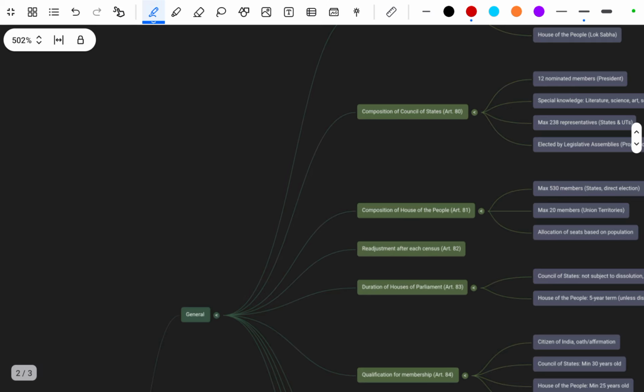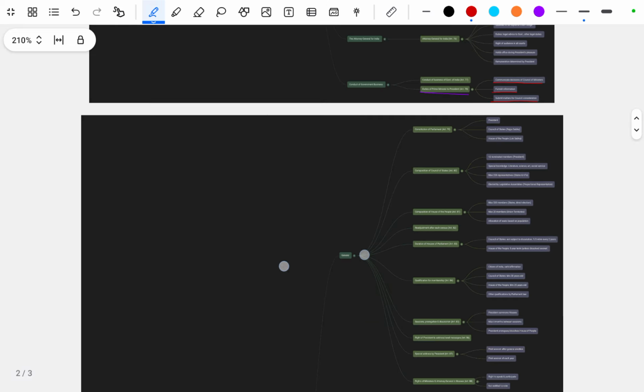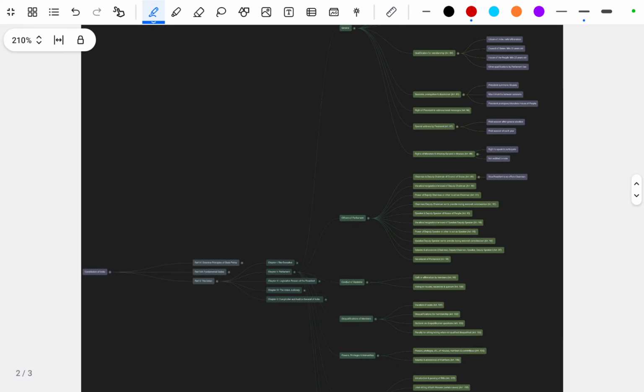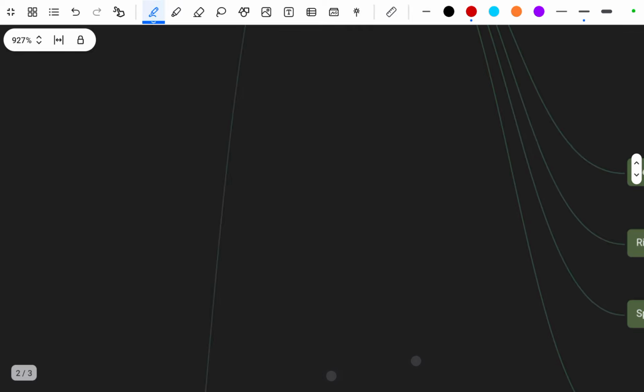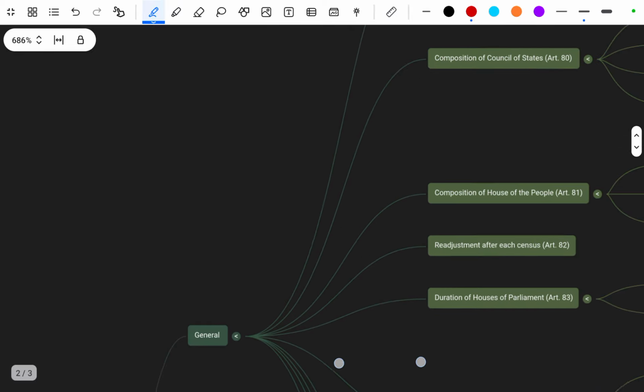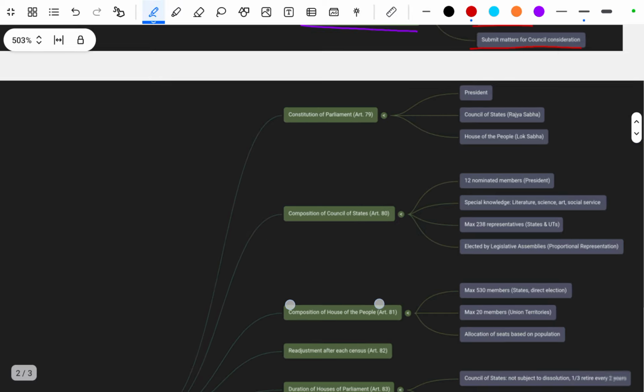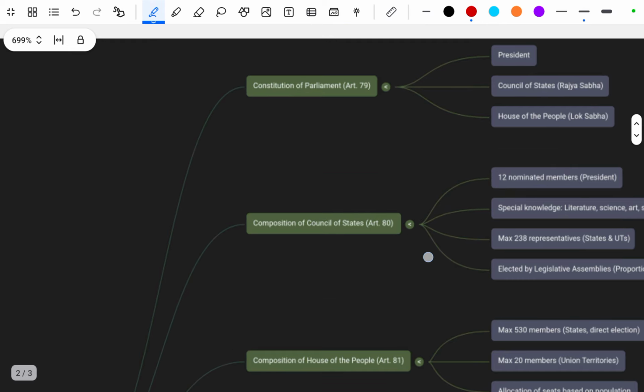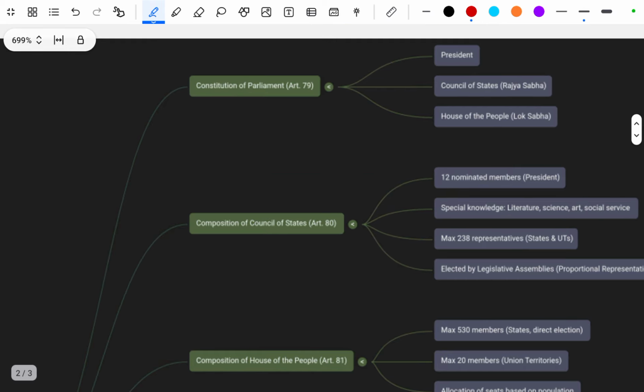Next we are moving toward the next series, that is about the Parliament. In the Parliament we are first moving toward the general part. In general we are going to discuss the constitution of Parliament, which is mentioned in Article 79.